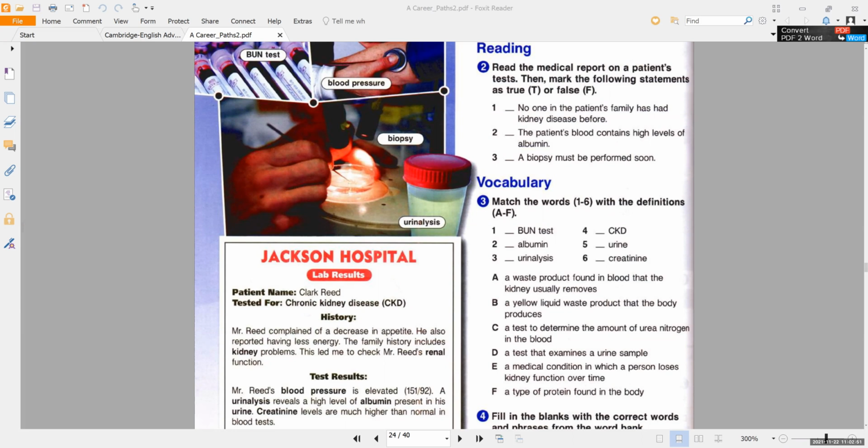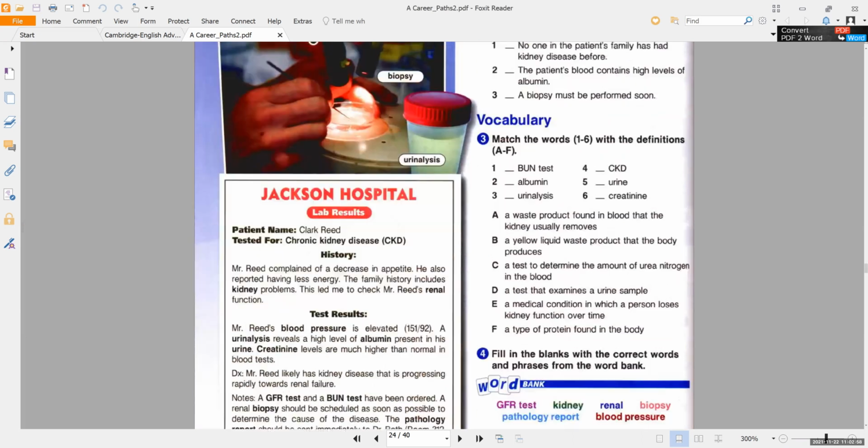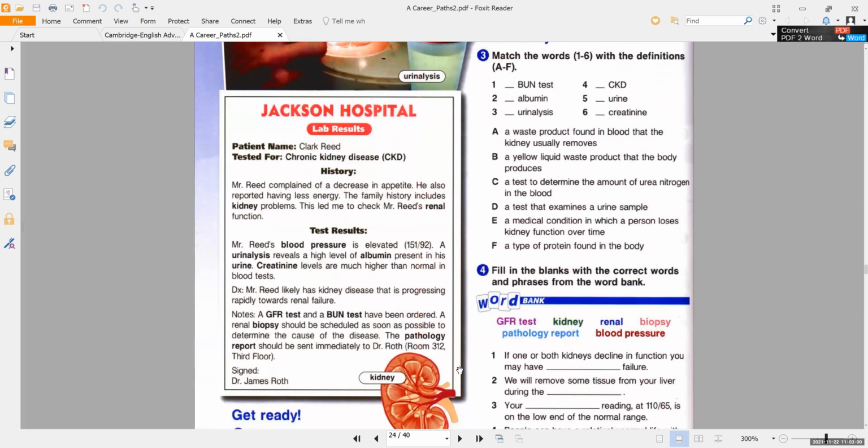Unit 11, Diagnostic Tests. Exercise 5, page 25. Jackson Hospital. Lab results. Patient name Clark Reed. Tested for chronic kidney disease, CKD. History. Mr. Reed complained of a decrease in appetite. He also reported having less energy. The family history includes kidney problems. This led me to check Mr. Reed's renal function.